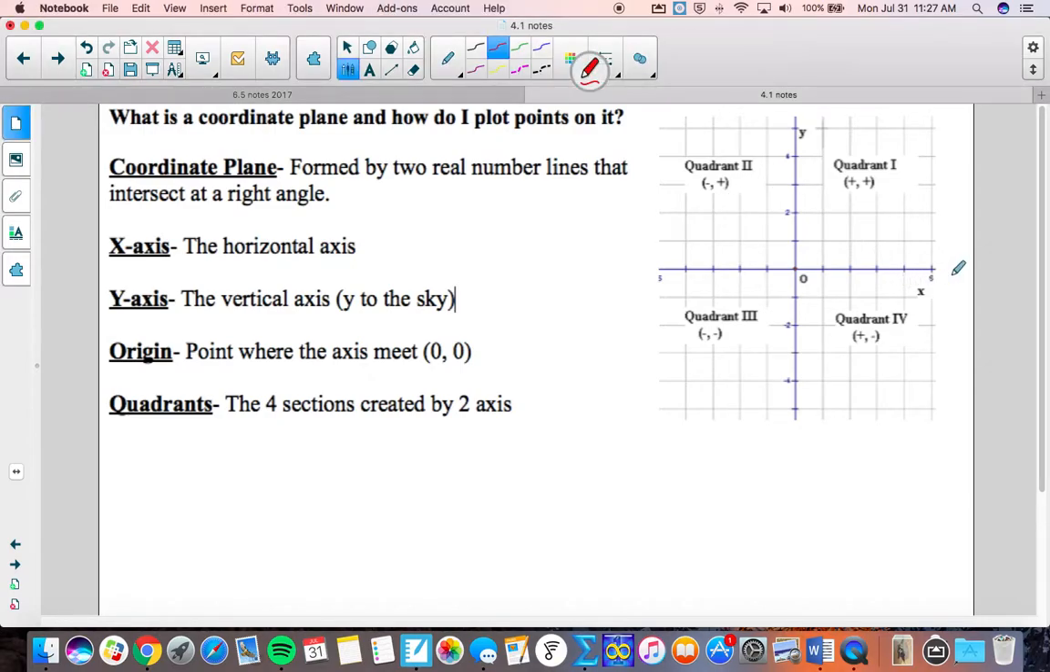The horizontal axis we call our x-axis, and the vertical axis we call our y-axis. This point right here is the origin. That's (0, 0) on the coordinate plane. These two lines meet and intersect to create four sections, four quadrants. Here's quadrant 1. We use Roman numerals here, so this is quadrant 1, quadrant 2, quadrant 3, quadrant 4. I'll get back to that in a second.